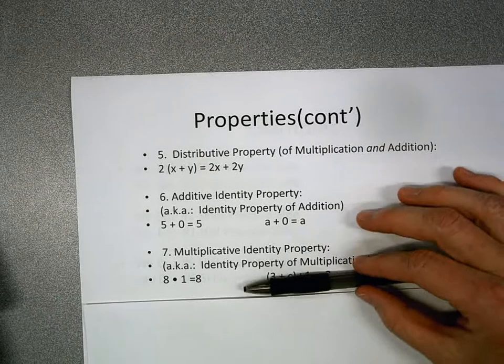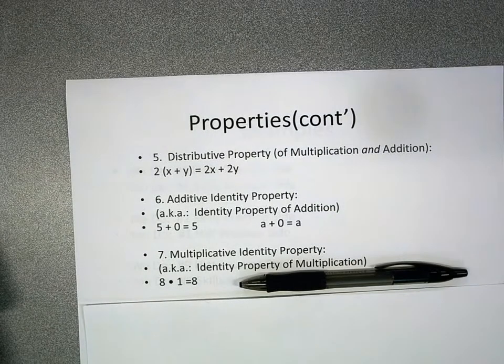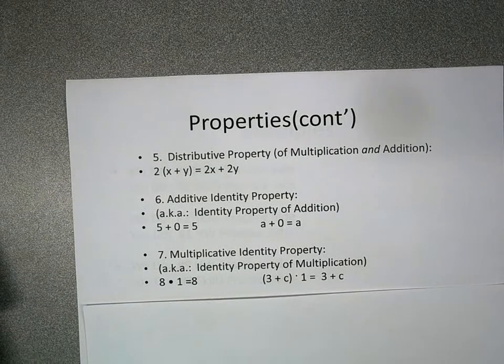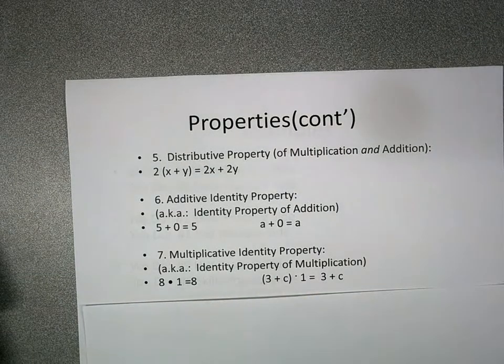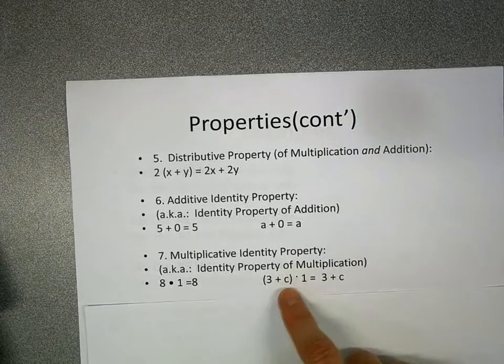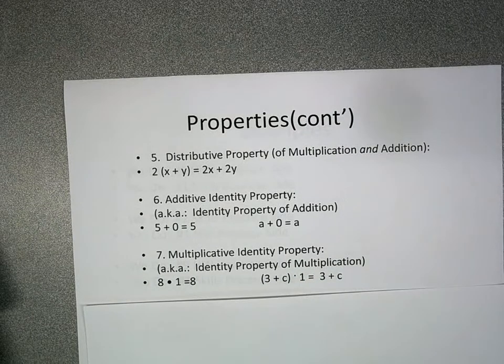You multiply by 1. So this property is saying just that. If you take a number, you multiply it by 1, you're going to get that same number. You get that same expression on the other side. 8 times 1 equals 8. Algebraically, right? You could have something like 3 plus c in parentheses. That expression times 1 is going to be equal to that expression. You take anything like that, you multiply by 1, you're going to get the same thing on the other side.